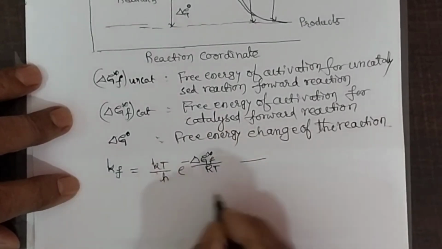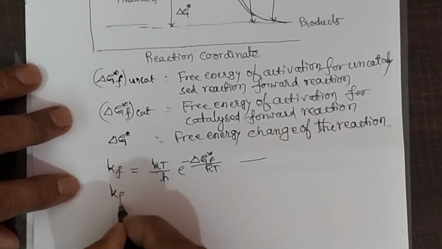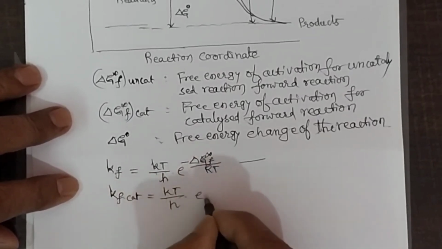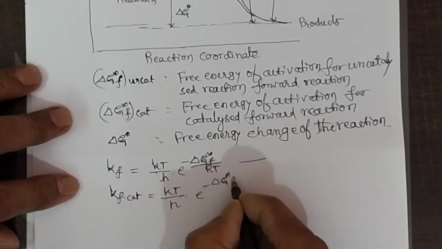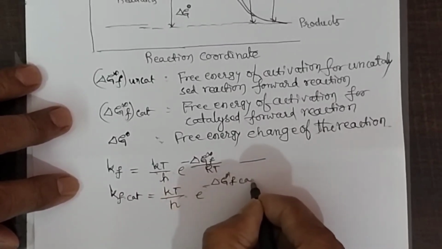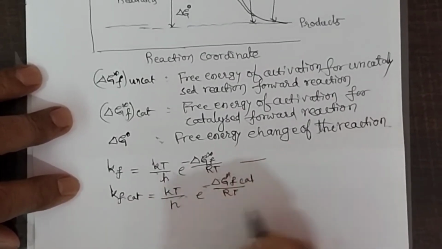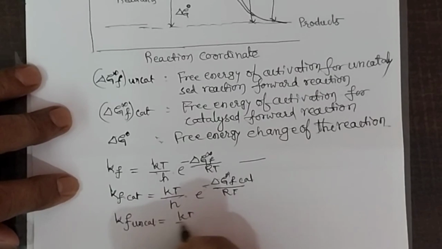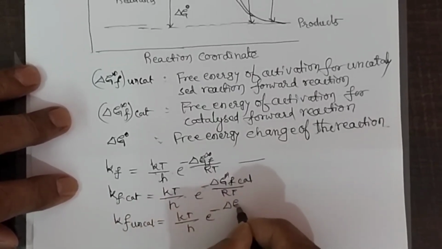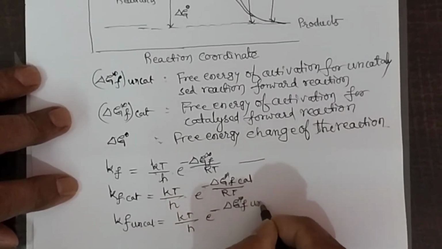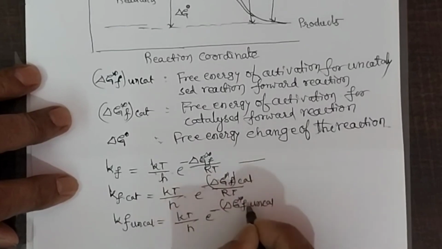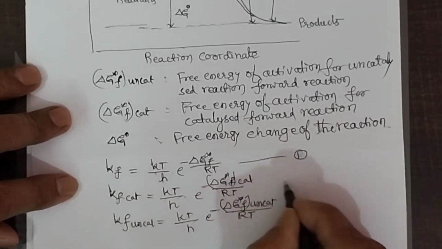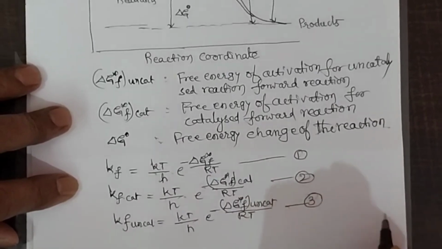In the case of a catalyst, the same may be written as Kf catalyzed equal to kT divided by h, e raised to minus delta G star forward catalyzed, divided by RT. Similarly, for uncatalyzed, we may write Kf uncat equal to kT divided by h, e raised to minus delta G star forward uncatalyzed, divided by RT. This is general, this is catalyzed, and this is for the uncatalyzed reaction.